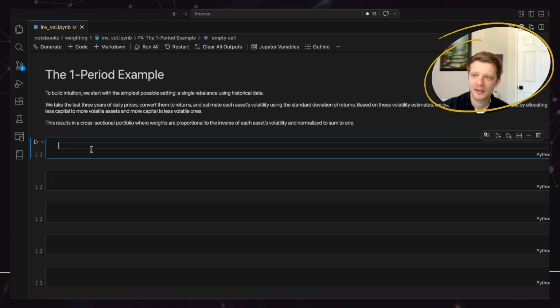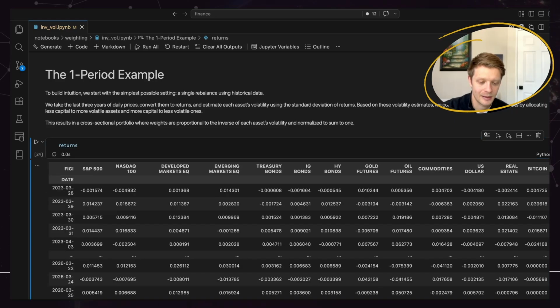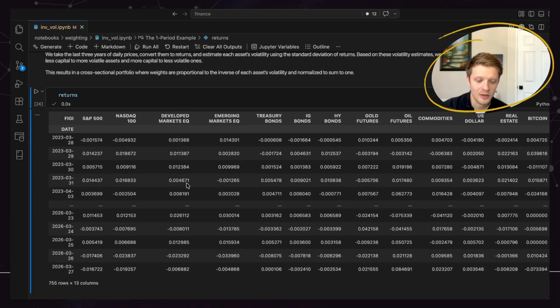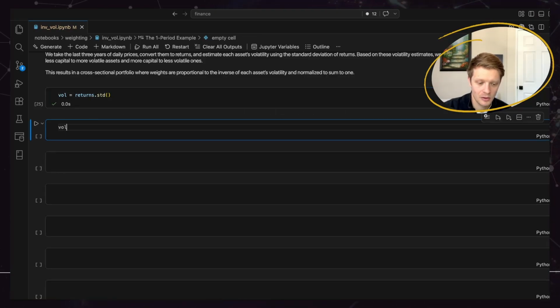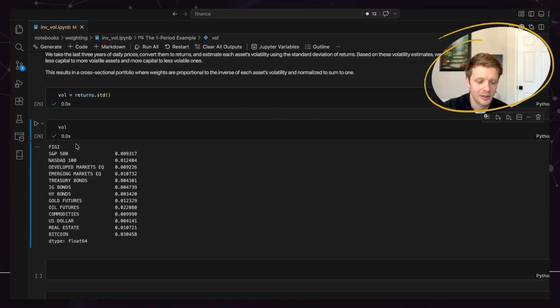We can simply start by defining our volatility, and before we do that, we start with a return data frame for all our assets over the last 3 years. So all we really have to do in the beginning is take our returns and take the standard deviation of those returns. If we look at that, we can already see for each asset we now have the standard deviation of that asset.